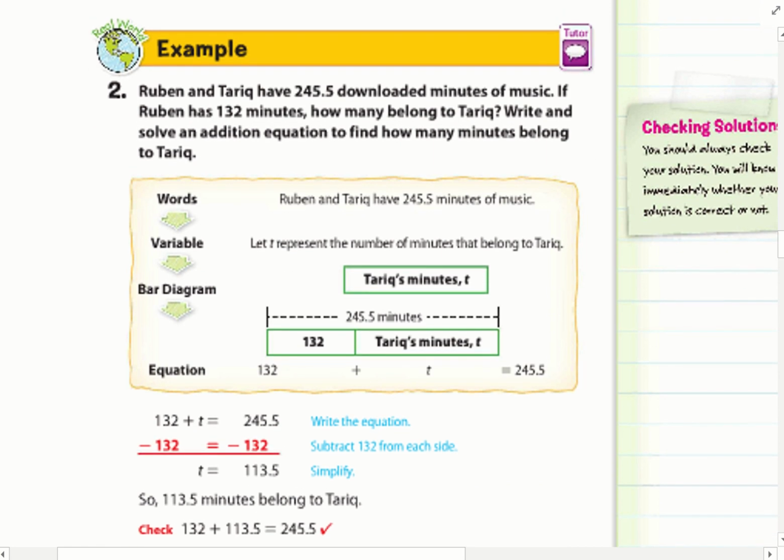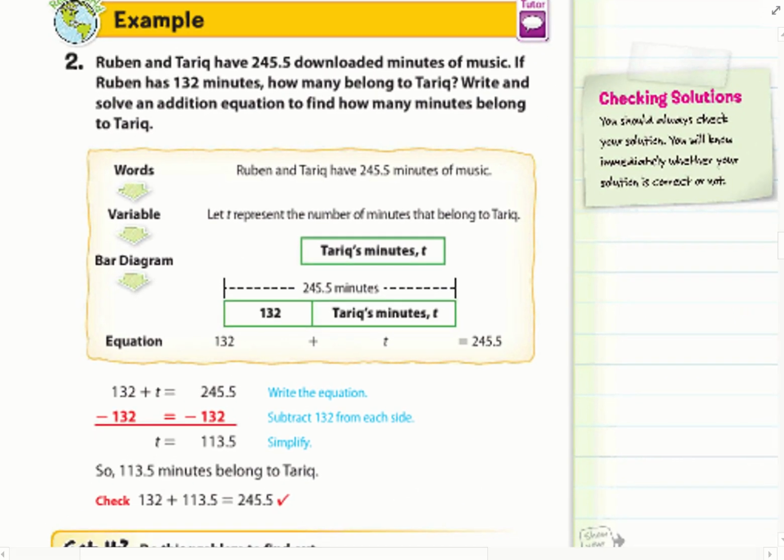So example 2. Ruben and Tariq have 245.5 downloaded minutes of music. If Ruben has 132 minutes, how many belong to Tariq? Write and solve an addition equation to find out how many minutes belong to Tariq. So in total, we know they have 245.5 minutes. We know Ruben has 132 minutes, and we have to add Tariq's. So I'm going to have 132 plus Tariq's, or T, equals 245.5. And the way I could solve this is I'm going to use inverse operations. I'm going to get T alone, so I'm going to deduct 132 from each side. So Tariq is going to have 113 and a half minutes of music.